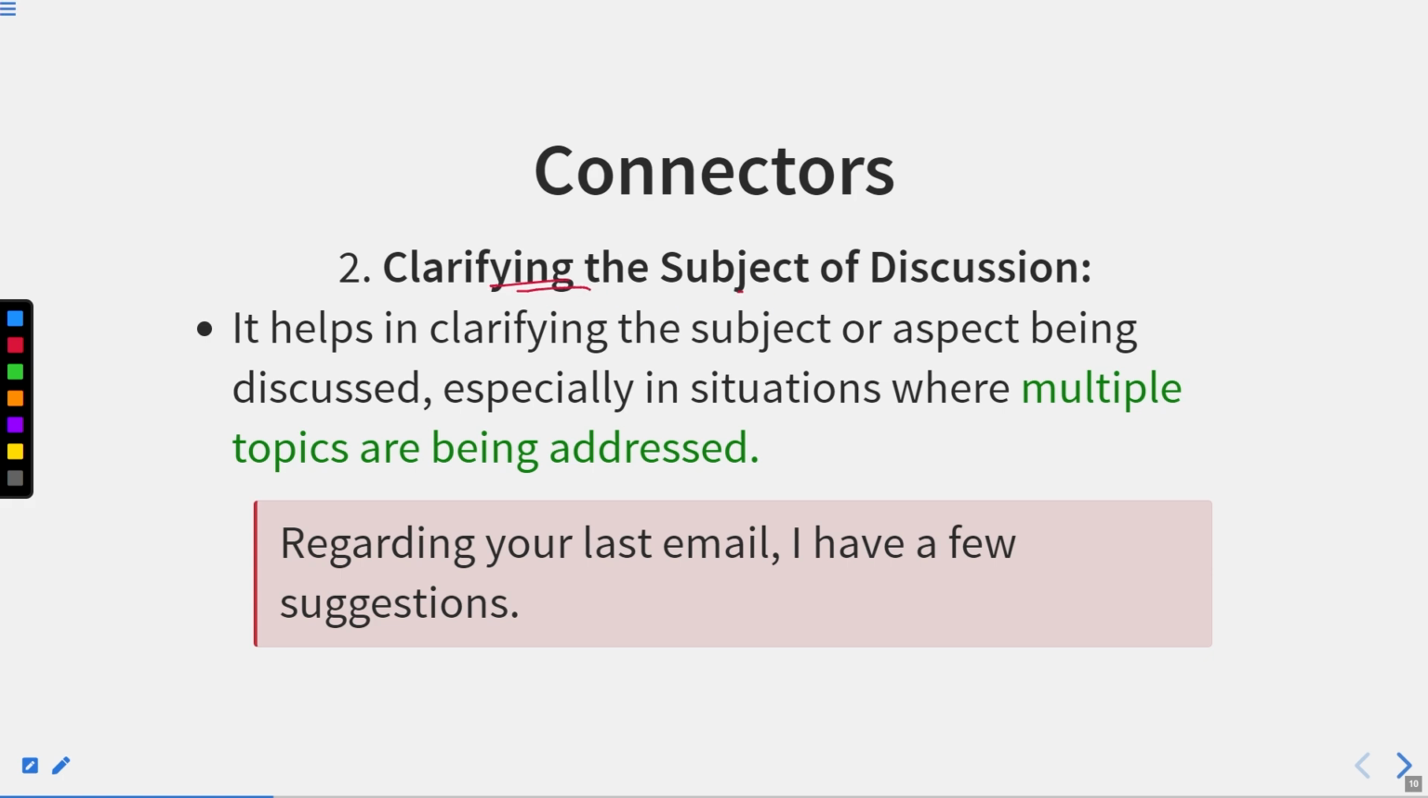Now, the second point is clarifying the subject of discussion. This is the vital role played by this word regarding, that it will highlight the subject of discussion. For example, if you write an application, first you write the subject. It means you are writing this application for this particular topic, or regarding this. So whosoever is reading the application will keep in mind that you are either a job seeker, or maybe applying for a leave application. Whatever the matter is, he will read the application keeping that particular subject in mind.